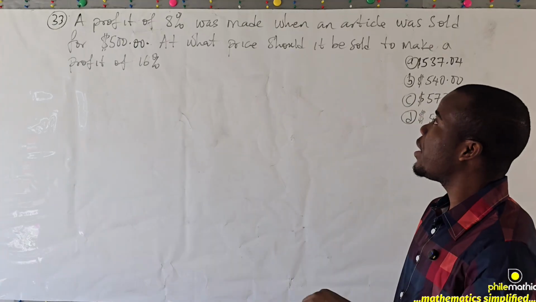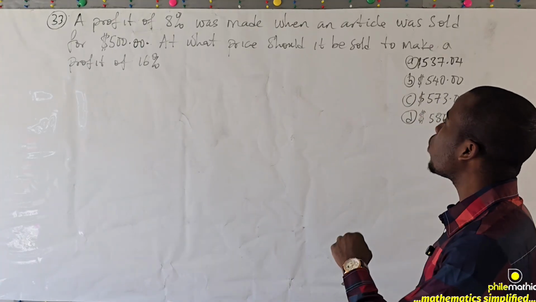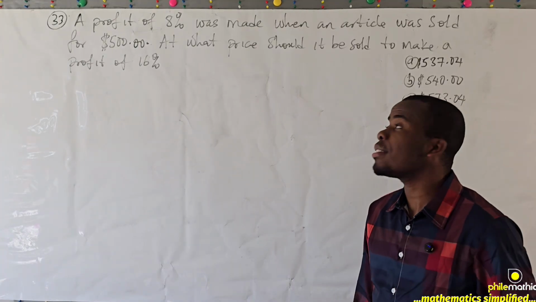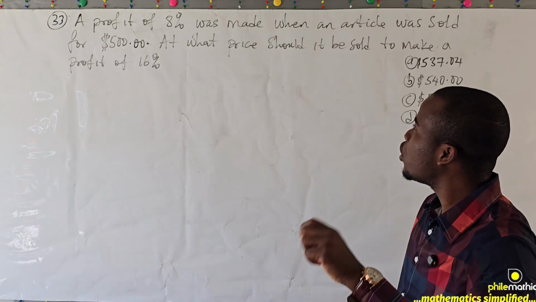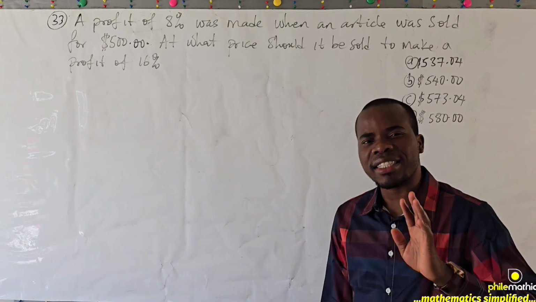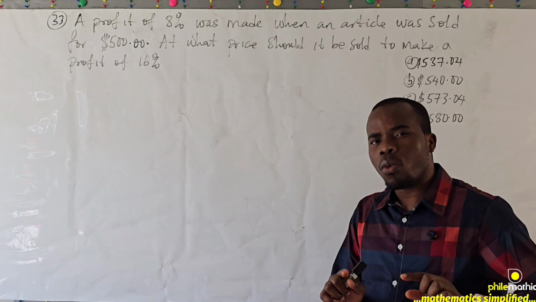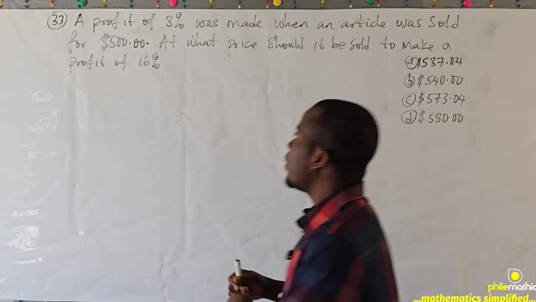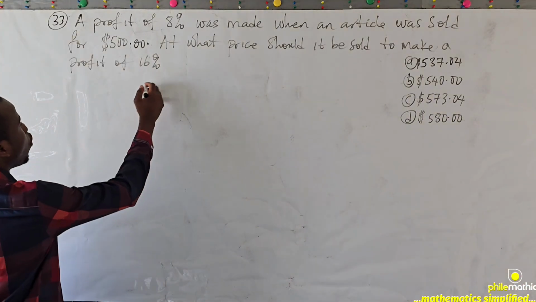A profit of 8% was made when an article was sold for $500. At what price should it be sold to make a profit of 16%? Let's start by looking for what the cost price is, and with that, we can find out other stuff.